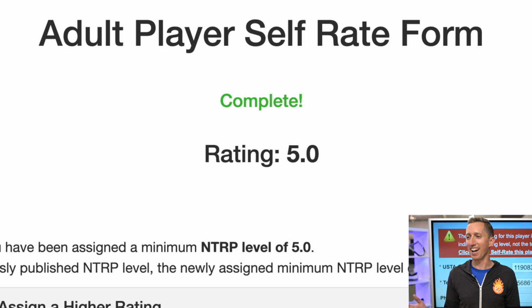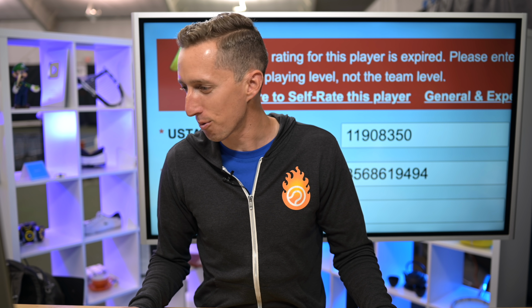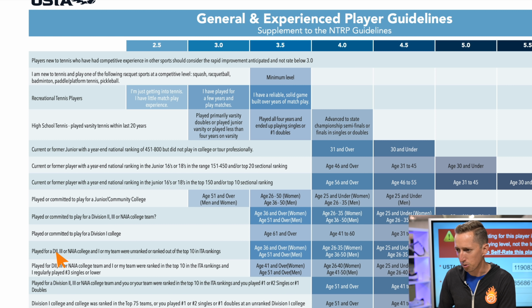No. Why? Wait, but their own chart said 4.0. Played D2, unranked or ranked out of the top 10, and age 36 to 50, the correlating level is 4.0, which is like a universe away from 5.0. So to qualify for this, played D2 but ranked outside of the top 10... to be a 5.0, I'd have to be age 25 and under. And I'm 15 years older than that.